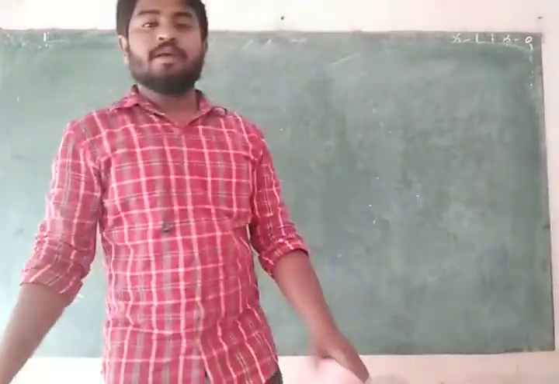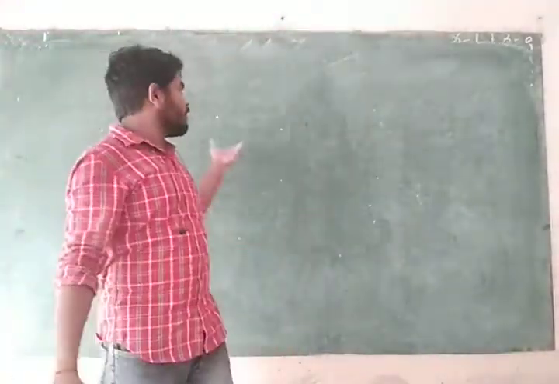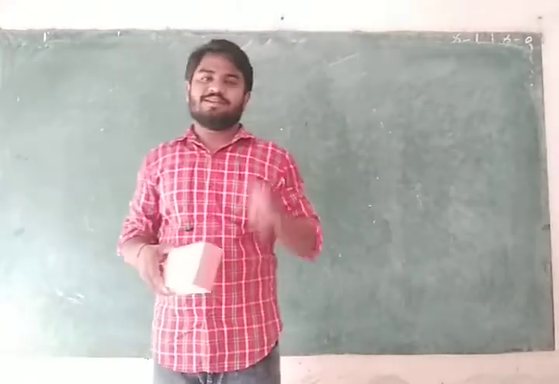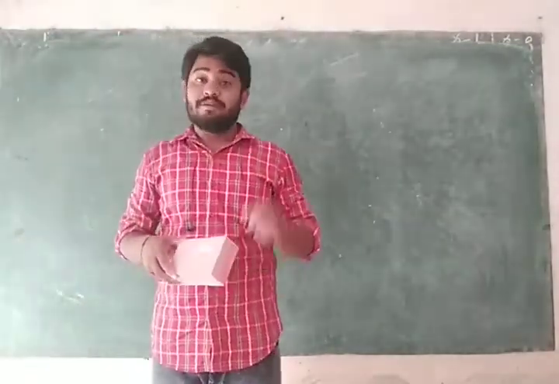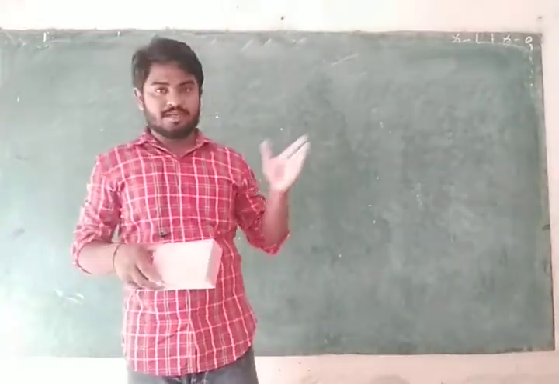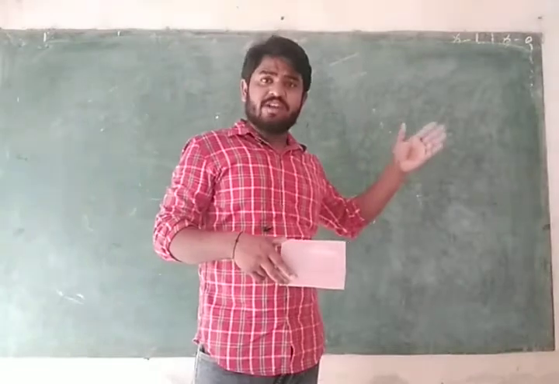Yeah, right. So up to now we have discussed lenses, types of lenses, and when a parallel beam of light passes through any lens, how does it deviate? Either it will diverge or converge.